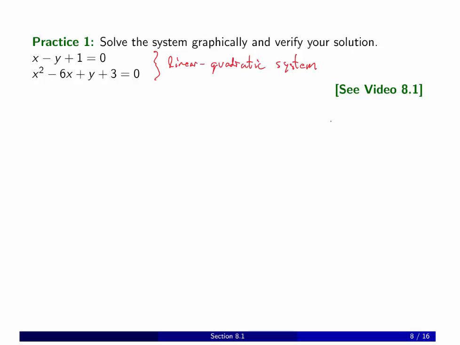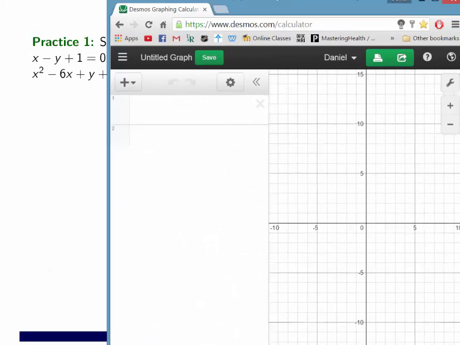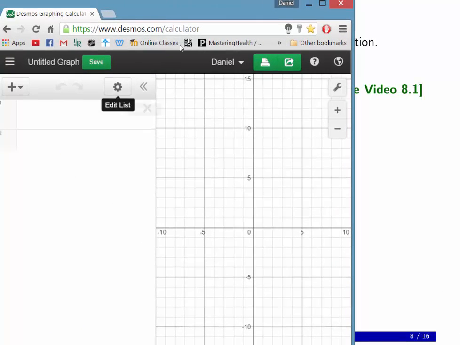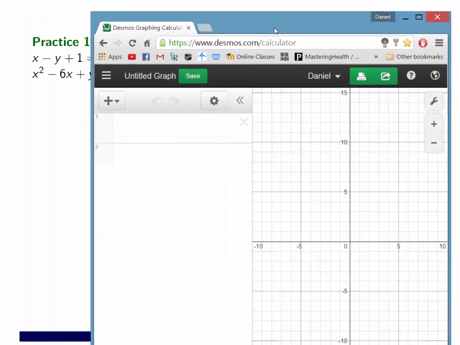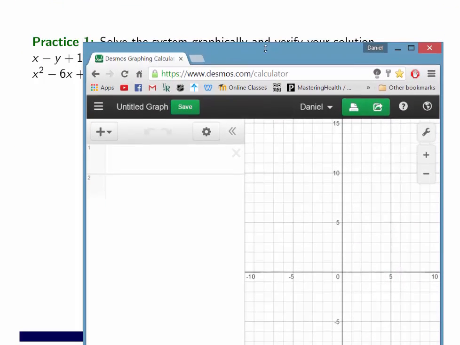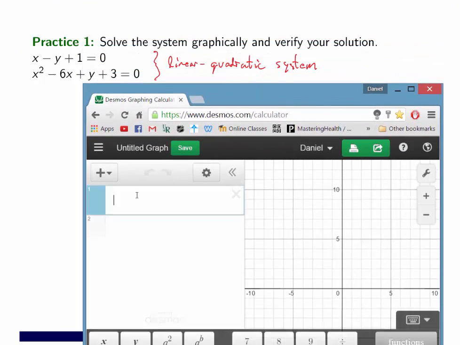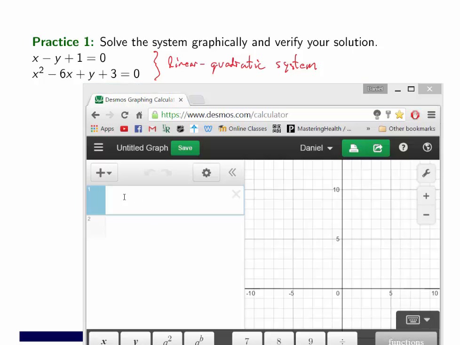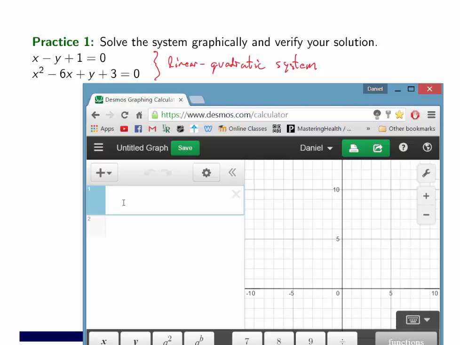Right? And let's graph this. So, if I pull up Desmos and I shrink the screen, so you should be able to see that. Our first graph, when we go in here, will be x minus y plus 1. So, here we go. x minus y plus 1 equals 0. And it has a nice graph for us.